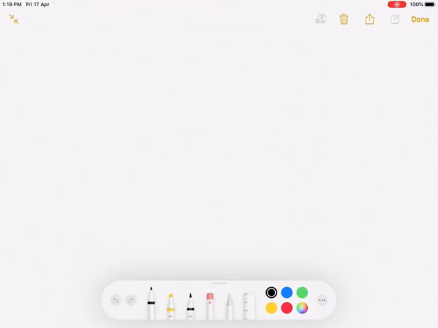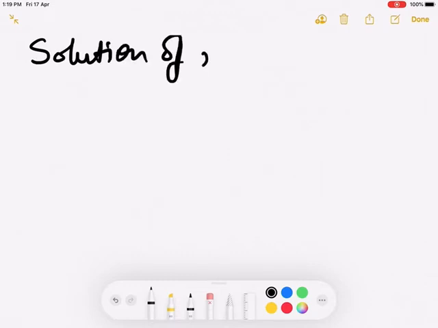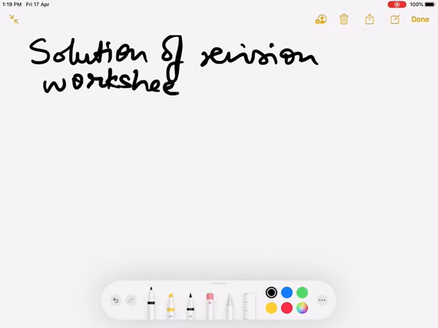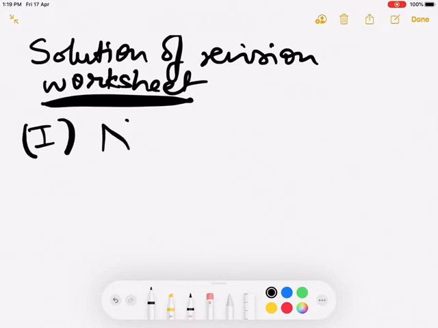Hi students, let us consider the solution of the revision worksheet given yesterday. I had asked you with reference to the number system what do the following mean, and the first one was N.